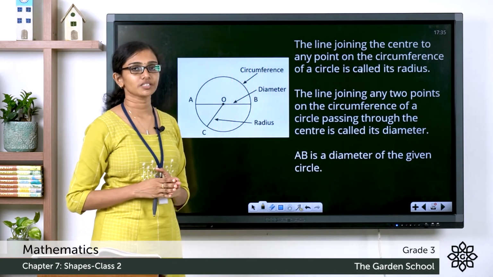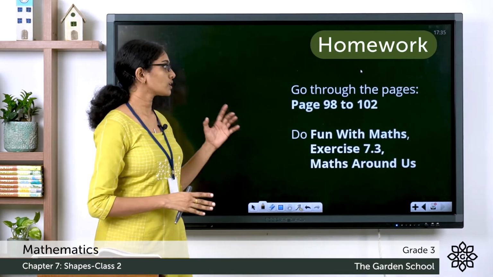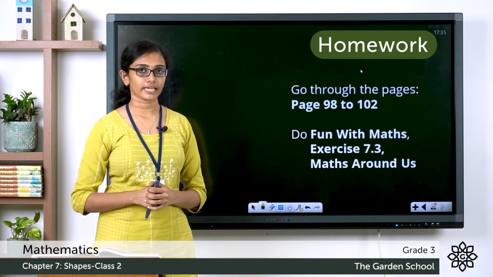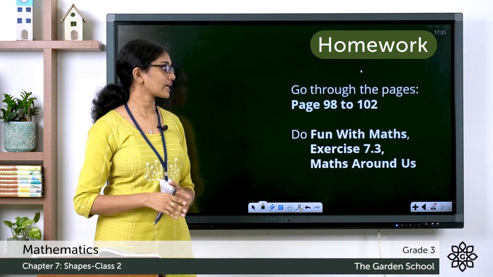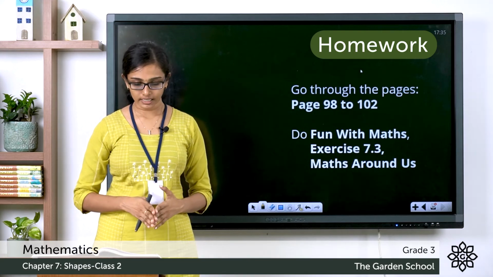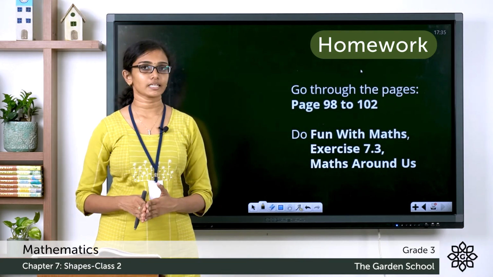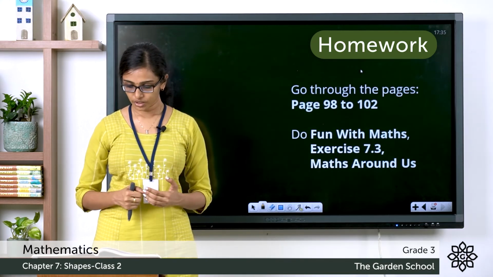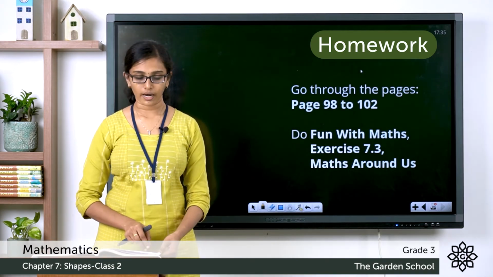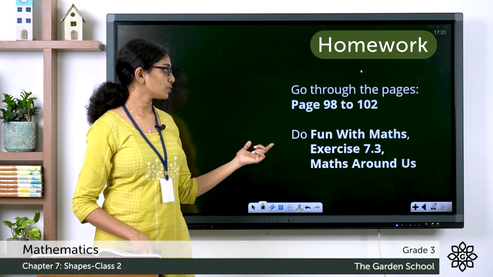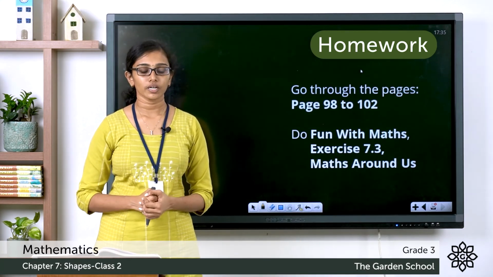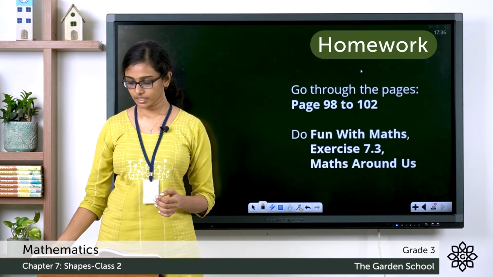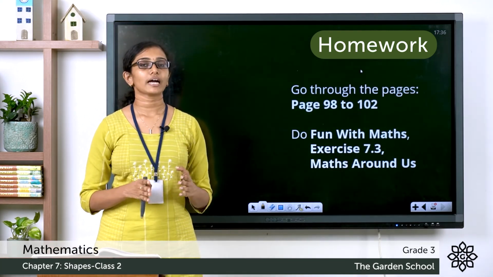Hope you are clear with these concepts. Now, we can go through all these topics from page number 98 to 102 of your textbook. Go through all these topics once again. Then you have to do an exercise, Fun with Max, which is in page number 100. Also, you have to do exercise 7.3, which is in page number 101, and in 102 you can see the heading Maths Around Us. Go through that as well. And again in 101 there is a value education question, VE. Please go through that as well and do accordingly.